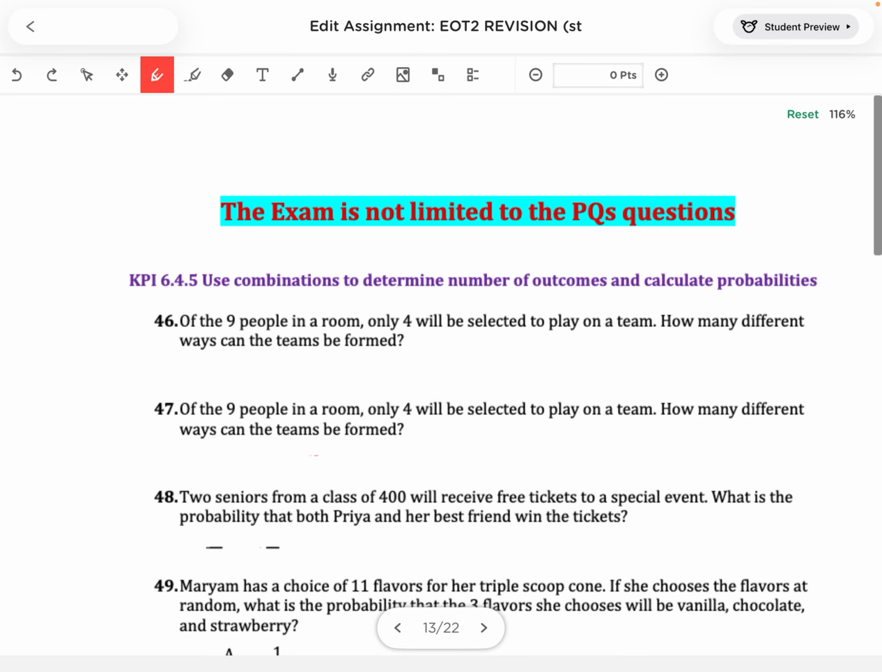Nine people are in a room, and 4 will be selected to play on a team. In how many different ways can the team be formed? It is 9 combination 4, because they are not mentioning the way of selection. Number 47 is the same question. They repeated it one more time. I have no idea why. Question number 48.